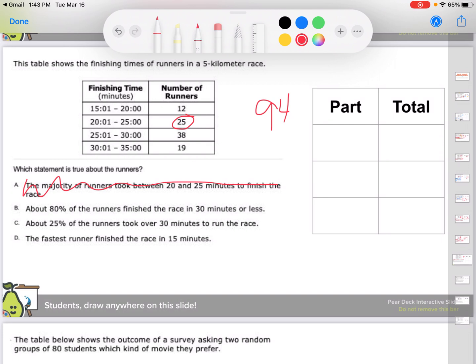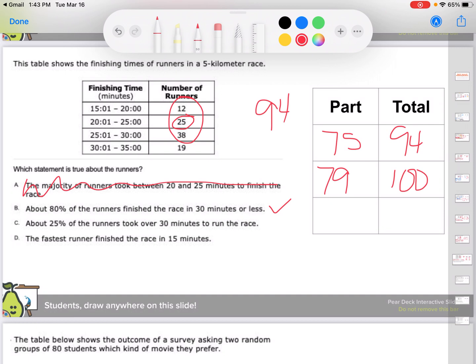80% of the runners finished the race in 30 minutes or less. So that would be 12 plus 25 plus 38. So that's 75 out of 94. So 100%. So I'm going to do 100 divided by 94 times 75. And I get 79.78. So I think it's B.